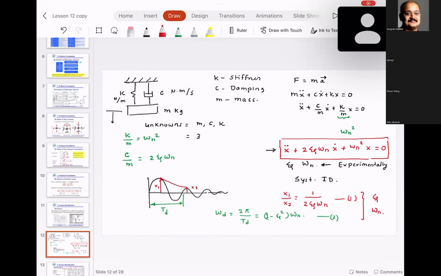So for an example, if this experiment was performed for say 5 seconds, you may not have the full set of data, but with this 5 seconds of data, you can find out zeta and omega n, and you can predict what would be the amplitude after 10 seconds, what would be the amplitude after 100 seconds, when would the system become stable, how much decay the system would have, and so on and so forth.